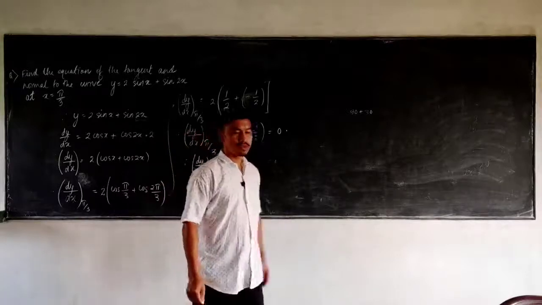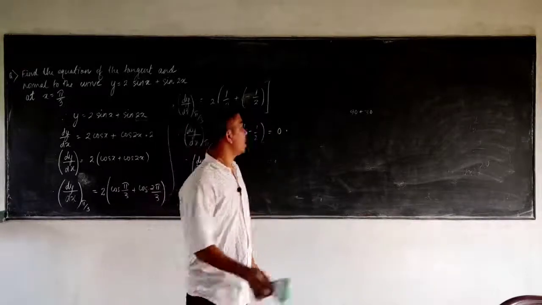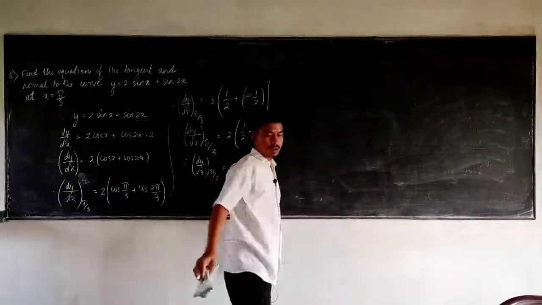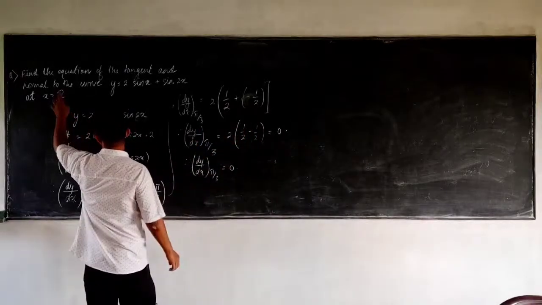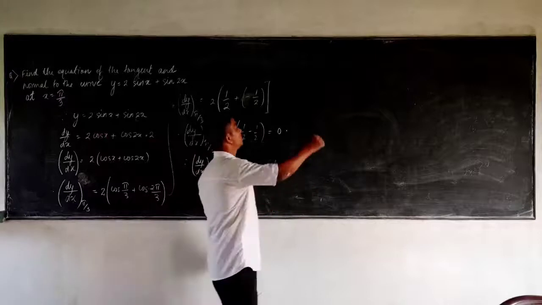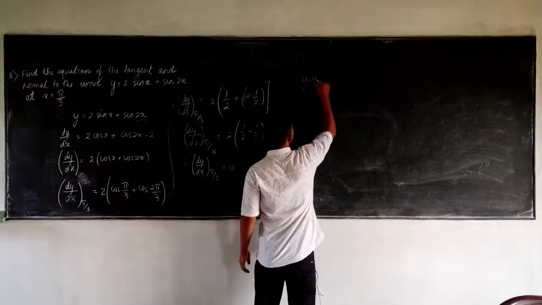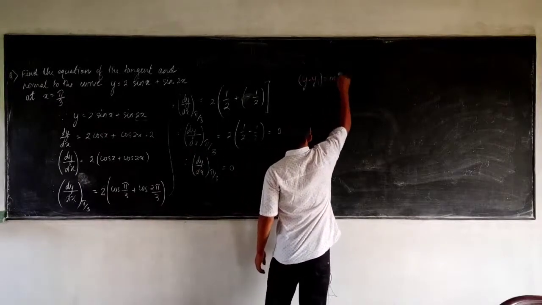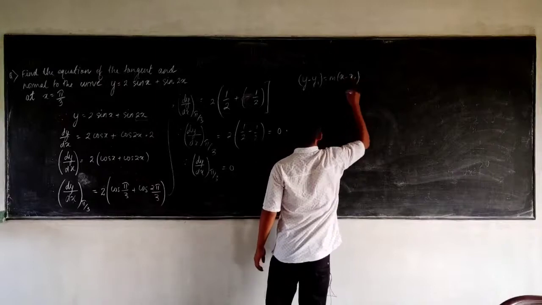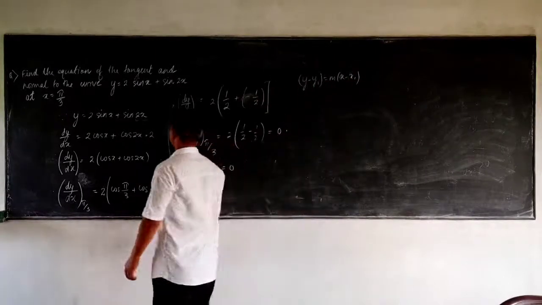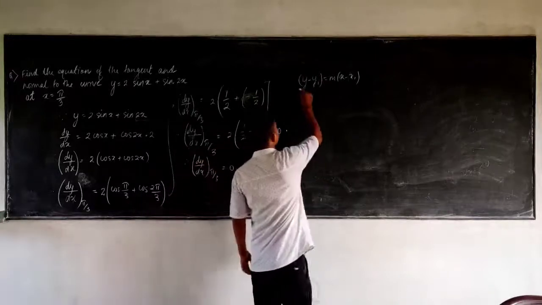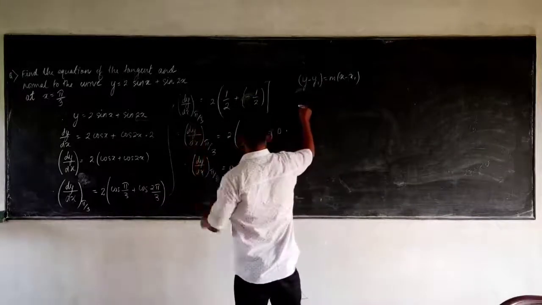Okay, so now to write the equation of a tangent, I need the value of y as well. Since the value of x is pi by 3, and the equation is given by y minus y1 equals m into x minus x1. I know the value of x1, but I need to know the value of y1 as well. So to get it, what do I do? I substitute the value in the given equation.